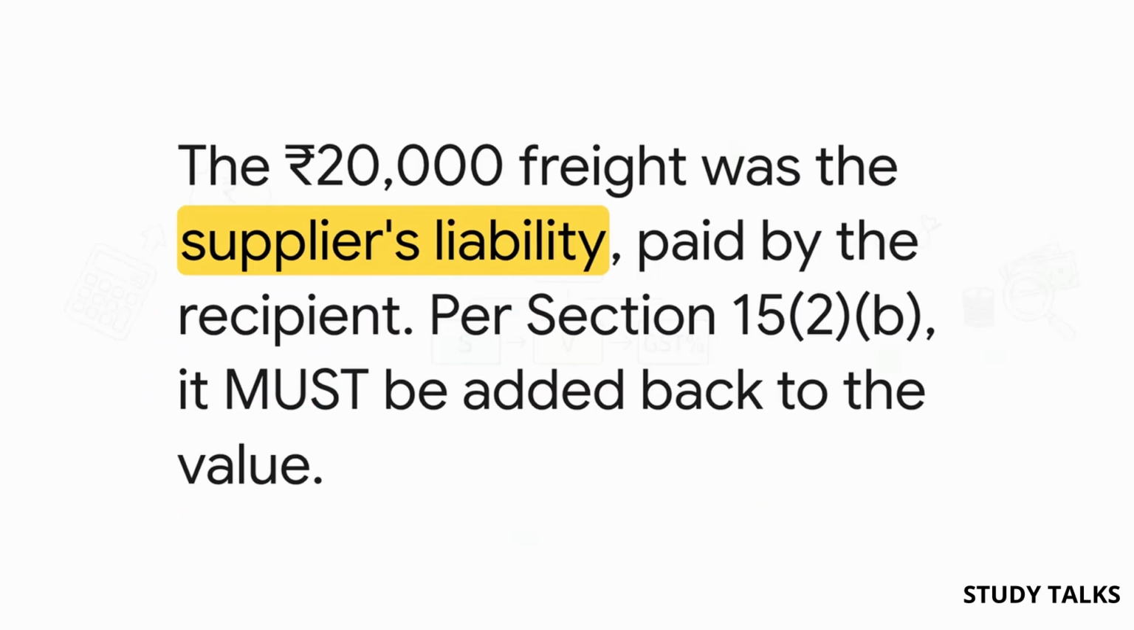So let's connect the dots back to our problem. Black and White Co. was liable to pay that 20,000 rupee freight charge, but who actually paid it? The recipient, Pearl Co. This situation fits Section 15.2(b) like a glove. It was the supplier's liability paid by the recipient, so it absolutely must be added back to the price. This is the exact kind of twist ICAI uses to separate the students who really know the law.